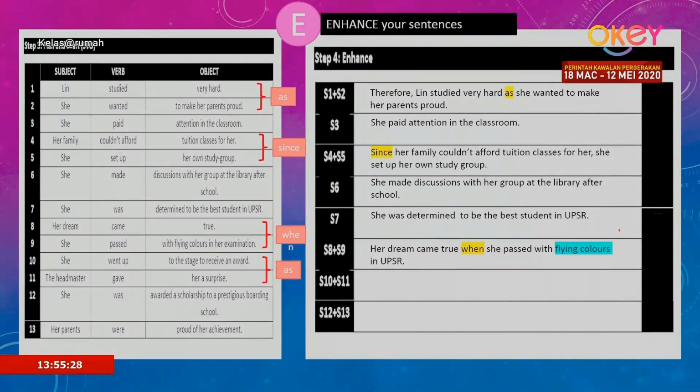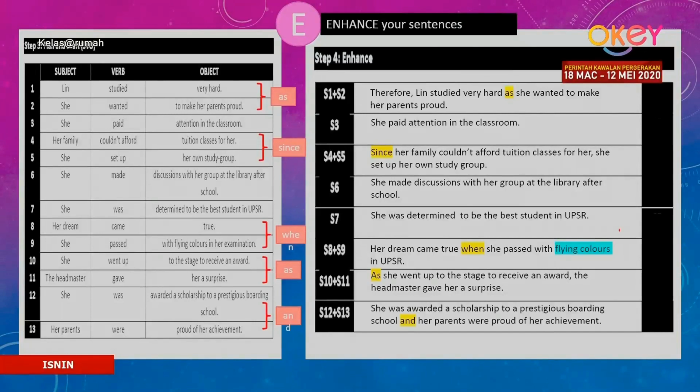Then, sentence 10 and sentence 11 again can be combined using the conjunction as. As she went up to the stage to receive an award, the headmaster gave her a surprise. And lastly, the last two sentences, sentence 12 and sentence 13, can actually be combined with the conjunction. Yes, you got it. And she was awarded a scholarship to a prestigious boarding school, and her parents were proud of her achievement.